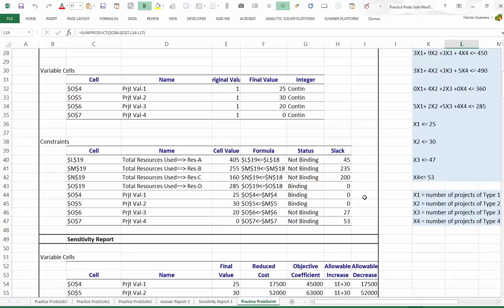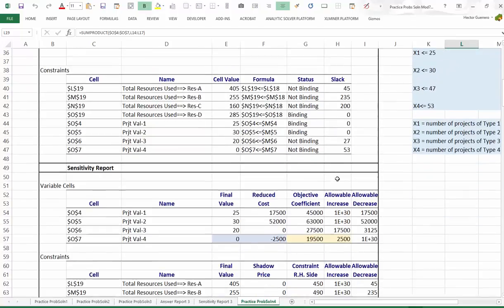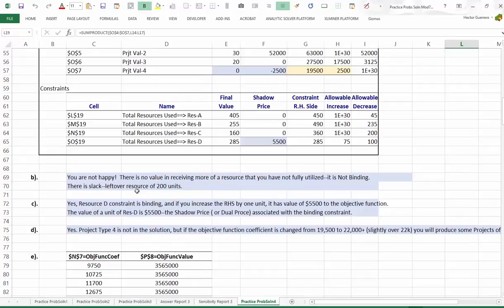In other words, I thought I had 360 units of resource C. I actually have 460. But for the 360, I've got slack of 200. In other words, I only used 160. So I've got stuff left over for that resource. So the answer to the question should be fairly obvious, and you're not happy, or this doesn't make you sad necessarily, but there's no value in receiving more of a resource that's not fully utilized. It's a non-binding constraint, and there's slack, there's left over. So why would you rejoice in having more of something that you already have too much of?